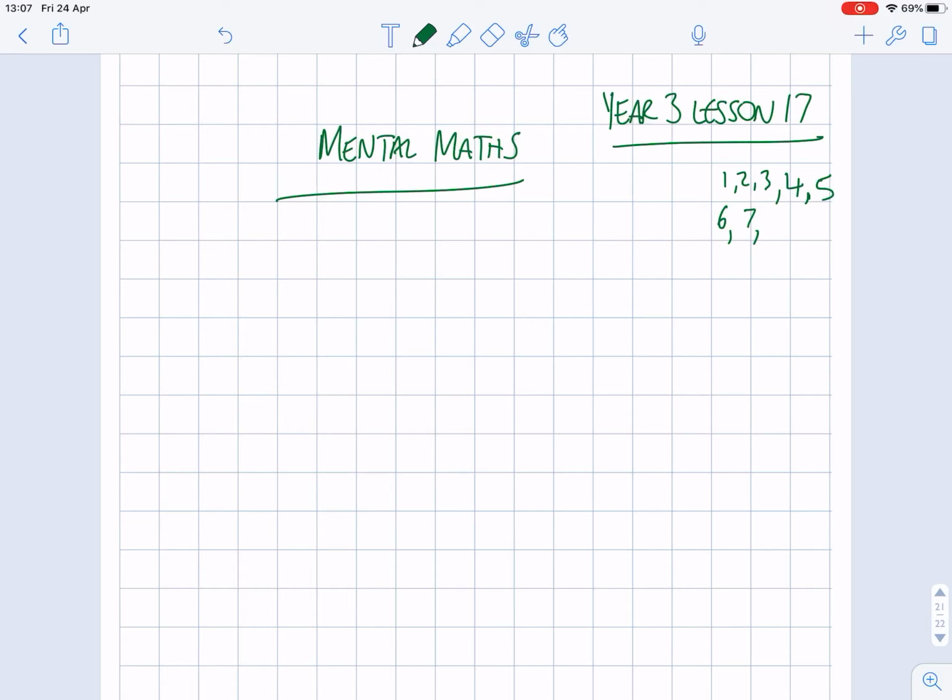Question 8. Write the fraction 1/4. Question 9. What is 1/3 of 9? We've done this in some of our lessons, so think back.